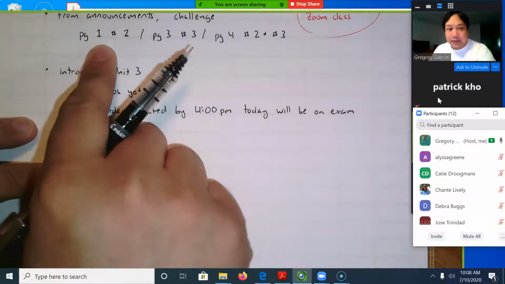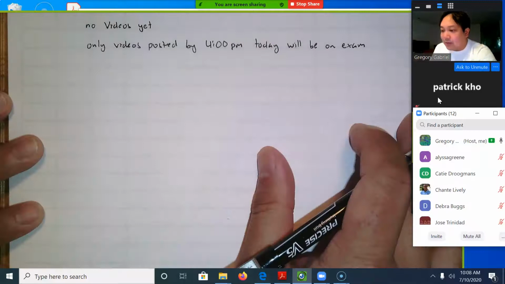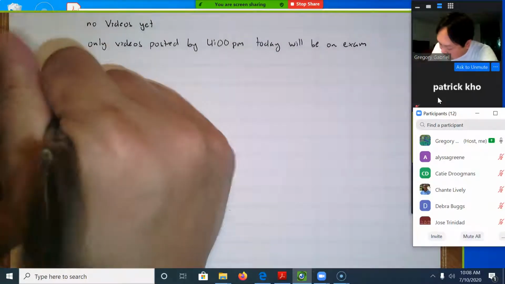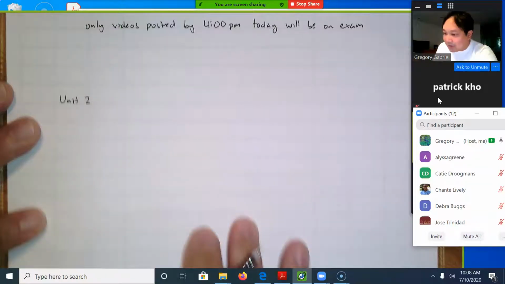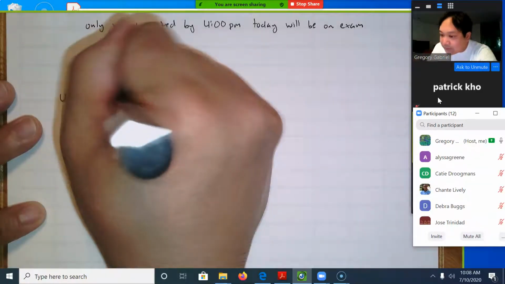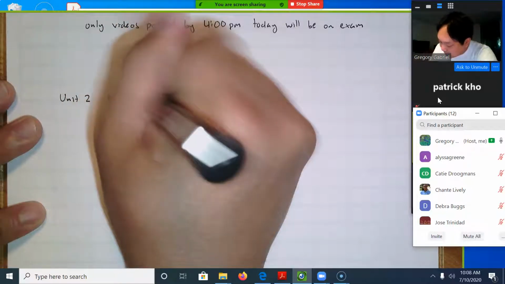First one is page 1, number 2. We'll call this, oh man, how are we going to label this? Unit 2. This is video 02A50, and this is number 2.